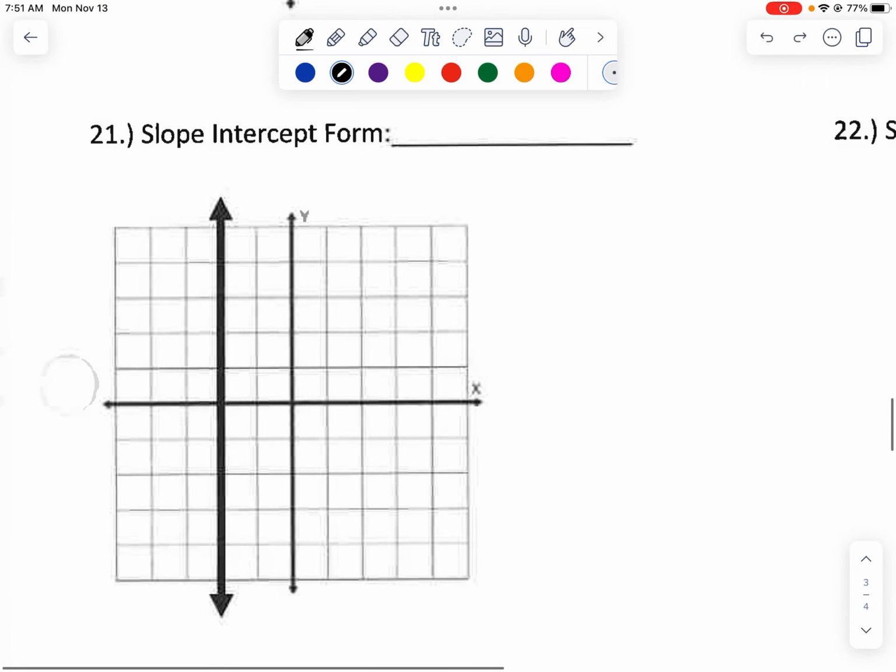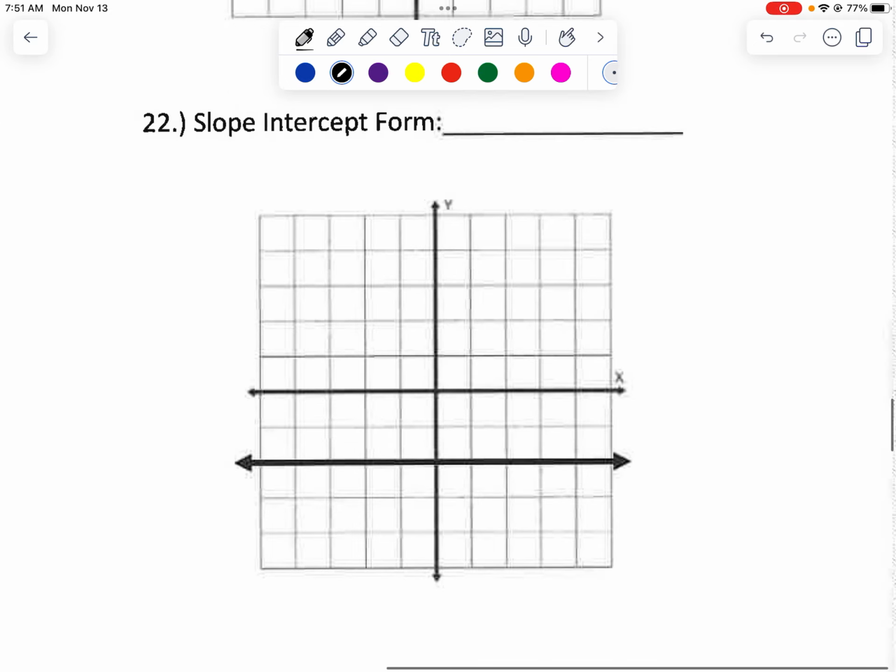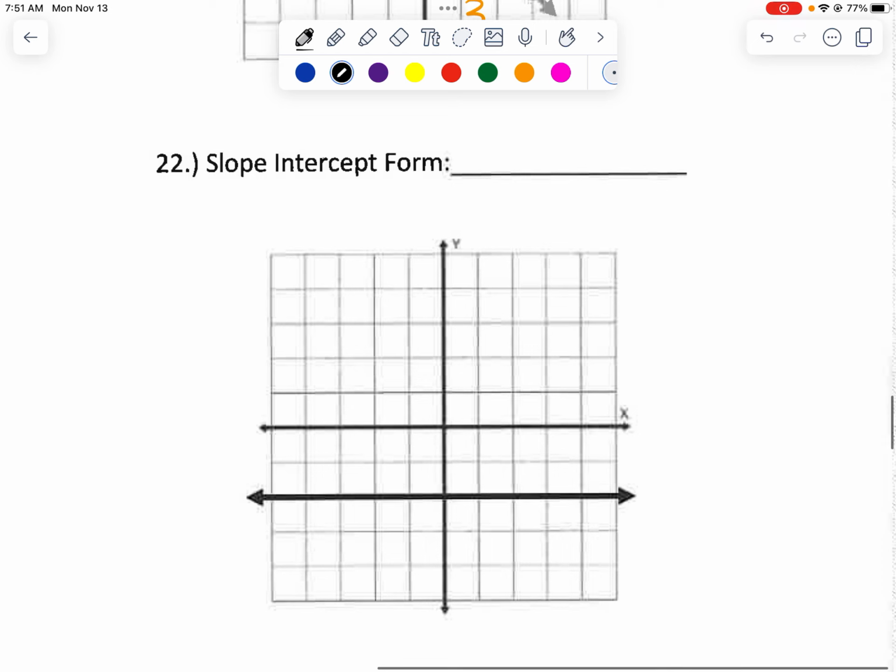Here. Oh, anything that has a vertical line is going to be x equals. Well, what does the x equal? 1, 2. So -2. This one, oh, anytime it's a horizontal, it's y equals. What did we do? We went down 1, 2, so -2.